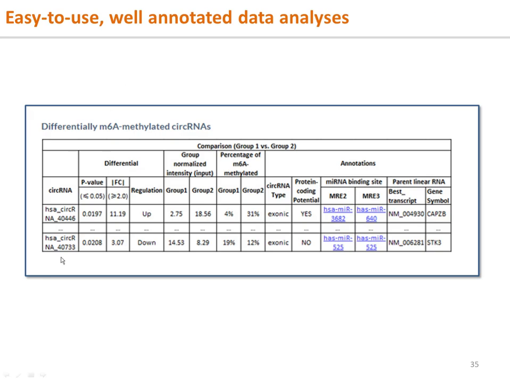The microarray data come with easy-to-use analysis and annotation for biologists and clinicians. In this screenshot, the circular RNA differential expression by statistical significance p-values, fold change FC, normalized abundance, percentage of modification, circular RNA type, small peptide coding potential, microRNA binding sites for microRNA sponge functions, and the genomic information are analyzed and annotated.